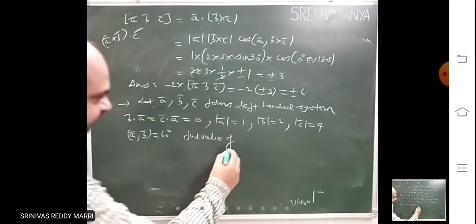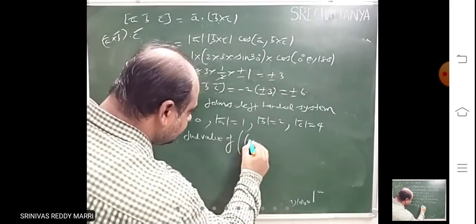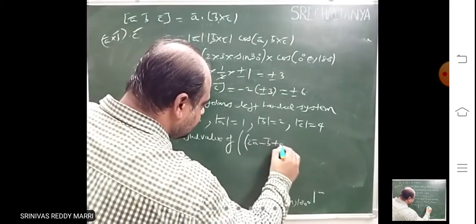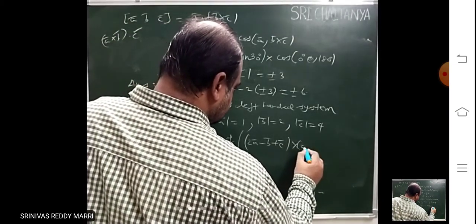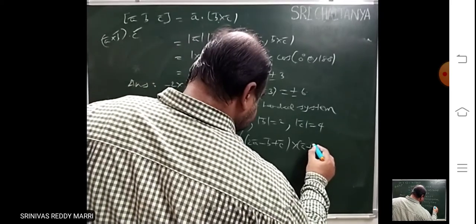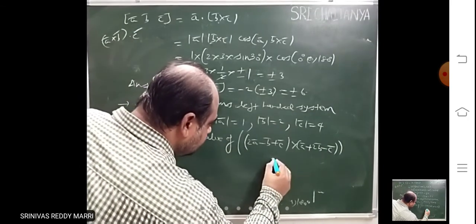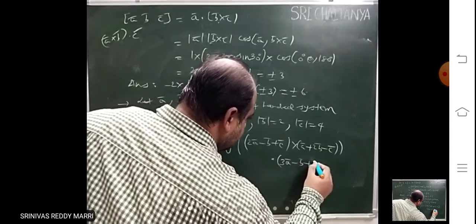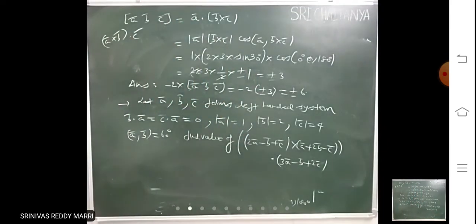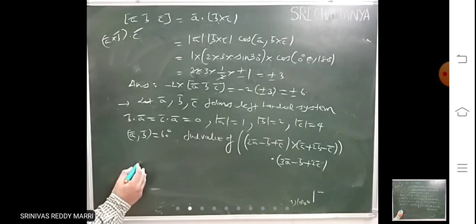Find the value of 2a bar cross a bar plus dot 3a bar. Suppose you have to calculate this value. Now look at, from the given information, let us calculate what is box ABC.